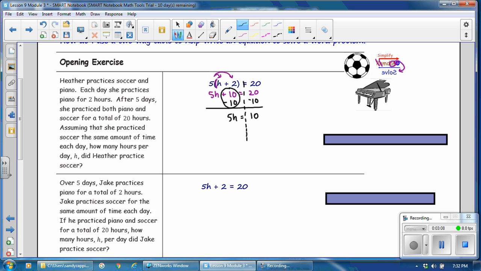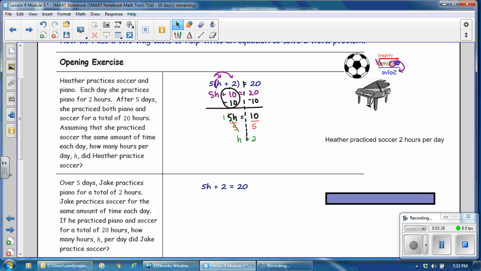And then 20 hours of practice, take away 10 hours for piano, leaves us with 10 hours for soccer. We take that 10 hours and we split it evenly among the 5 days. This is the division property of equality that says that if you divide by the same number on both sides of the equation, it remains equal. So a number divided by itself is 1. 1 times h is h. And 10 divided by 5 is 2. So h equals 2, and that means that Heather practiced soccer 2 hours per day.